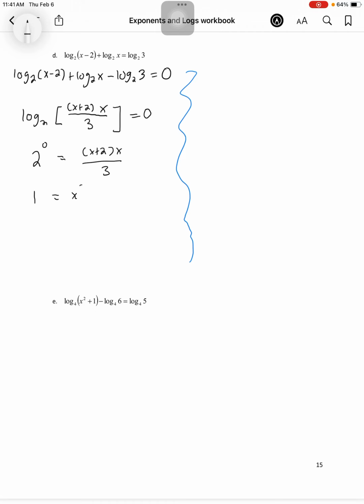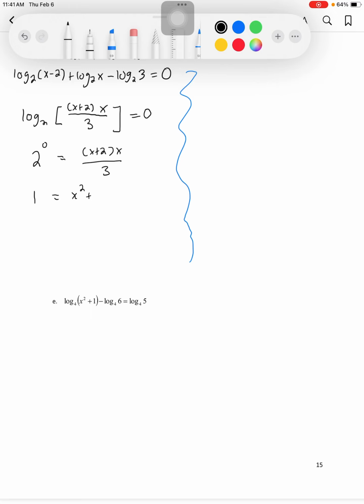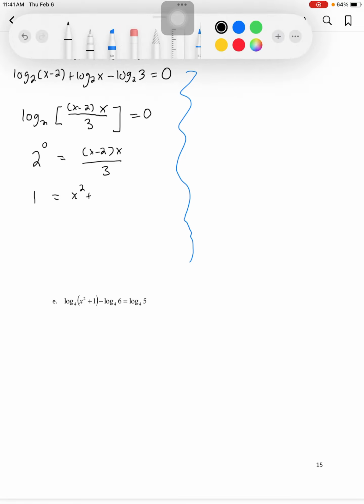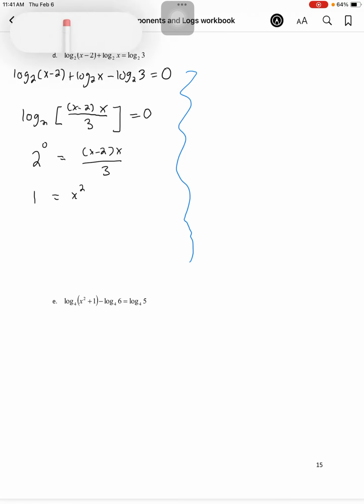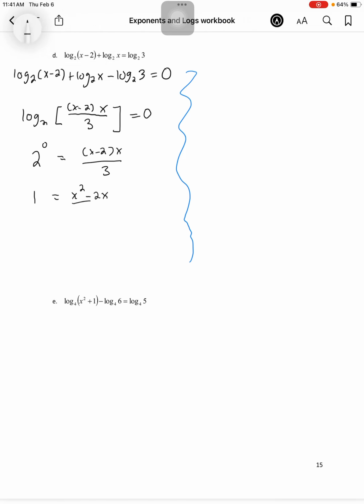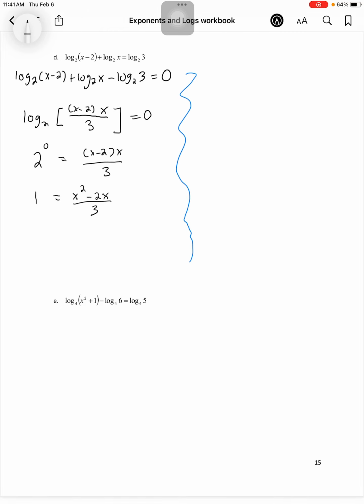And here I'm just going to FOIL it, so it's going to be x squared, not plus. Or wait, oops, I wrote these wrong. It should be minus signs. Minus, minus. Minus 2x over 3. And now we want to get rid of the denominator, so it's going to turn into 3 equals x squared minus 2x.